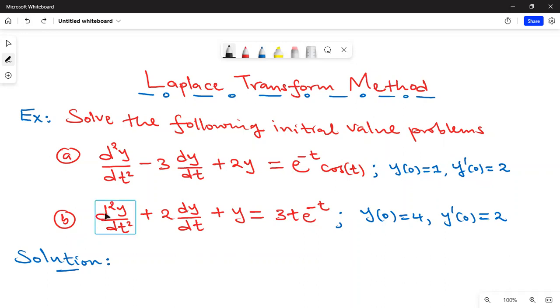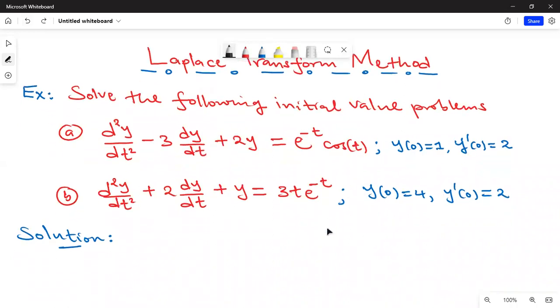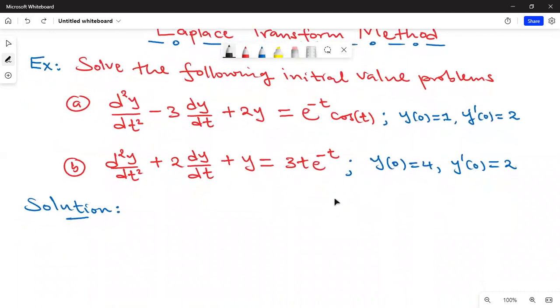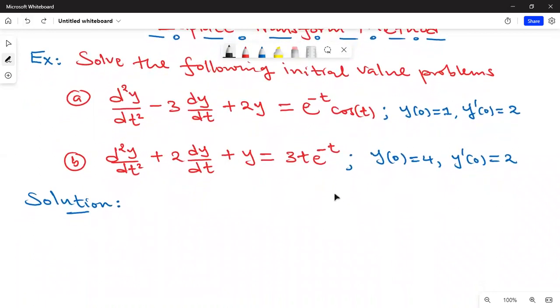Part B, we have d squared y over dt squared plus 2 dy over dt plus y is equal to 3t times exponential negative t. The initial conditions are that y is equal to 4 when x is equal to 0, and y prime is equal to 2 when x is equal to 0. So, how do we solve these two problems using the method of Laplace transform?